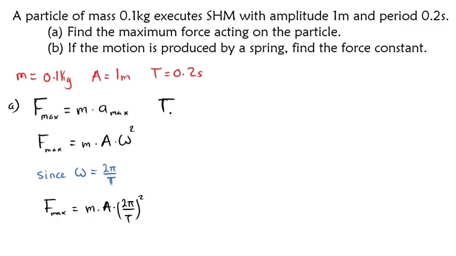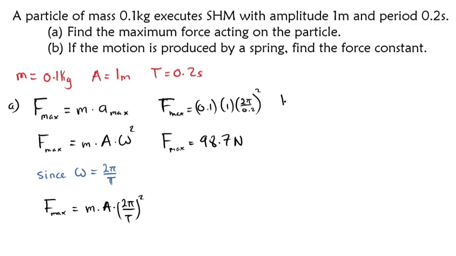So if I substitute, let's see what we get. Our maximum force will be equal to, our mass is 0.1, our amplitude is 1, and our period is 0.2. So that is 2 pi divided by 0.2, then we have to square this. So 0.1 multiplied by 2 pi divided by 0.2, then squared. It's giving us a force of 98.7 newtons.